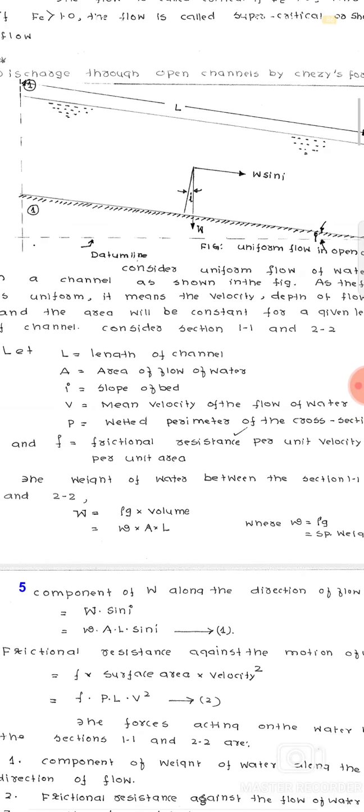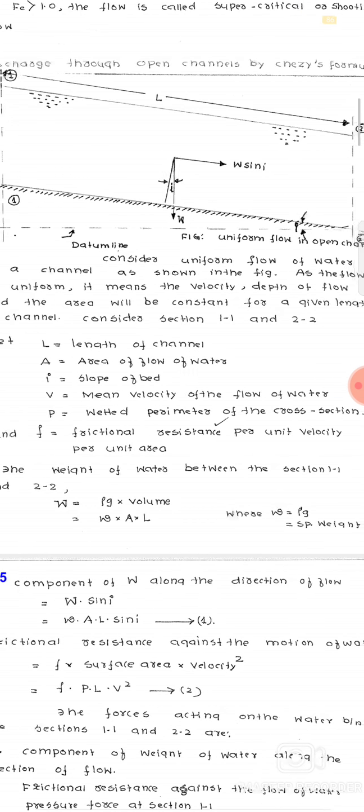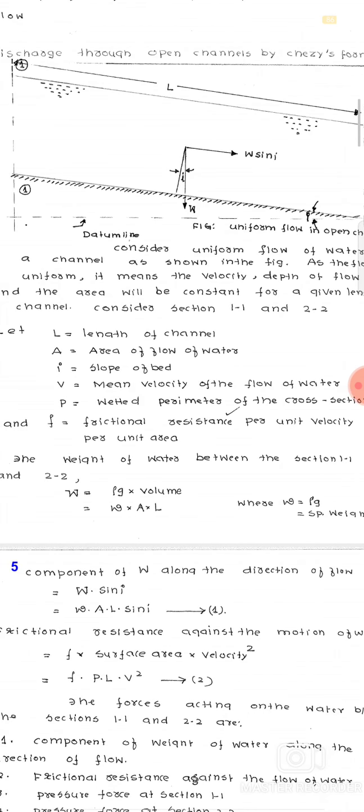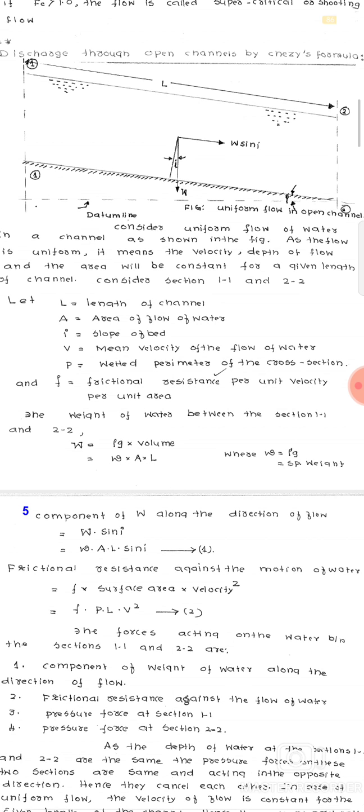So what you are having now, the uniform flow is nothing but the flow where the velocity of flow, the discharge, or it may be the depth of flow is constant for a given length of the channel. We can see in this sketch, the length is L between section 1 and section 2. The flow is maintained constant, so we can say this is uniform flow. And we can see that section 1 is at a higher level and section 2 is at a lower level.